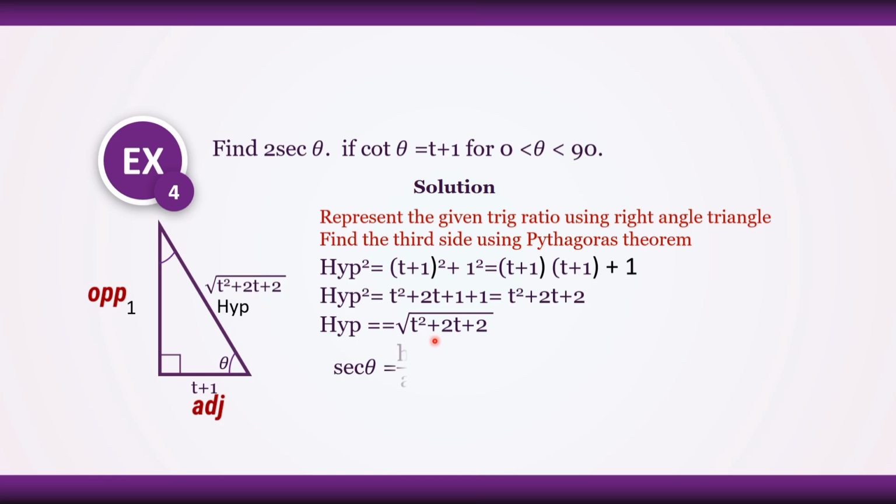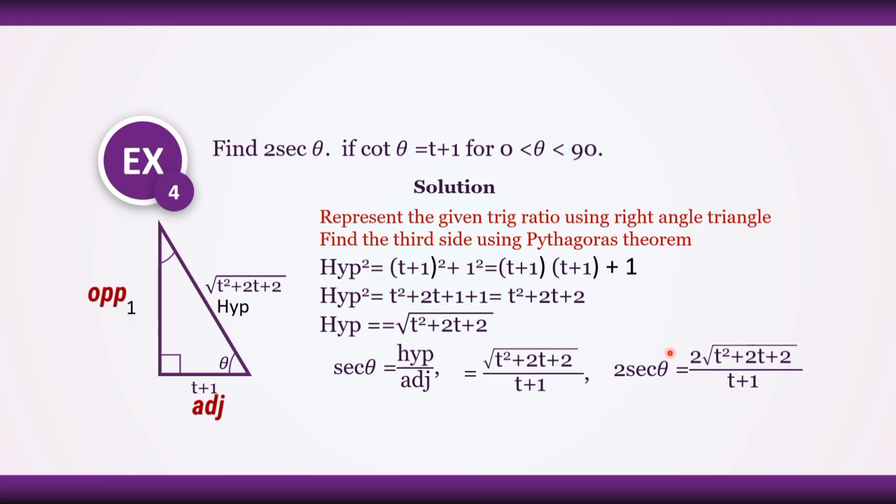Now, to solve our question, what is sec theta? Sec theta is hypotenuse over adjacent, and let's fix that. What is the hypotenuse? Here we have the square root of t squared plus 2t plus 2. Then our adjacent is t plus 1. Now 2 sec theta will give us 2 multiplied by the square root of t squared plus 2t plus 2, divided by t plus 1. Now we've solved our question.